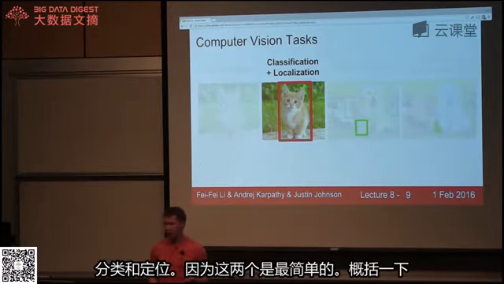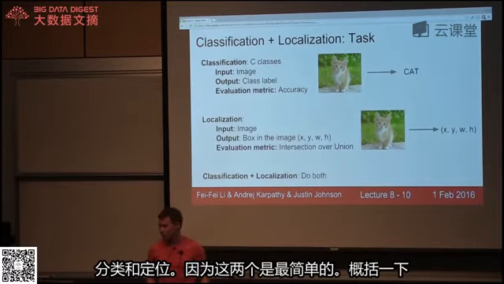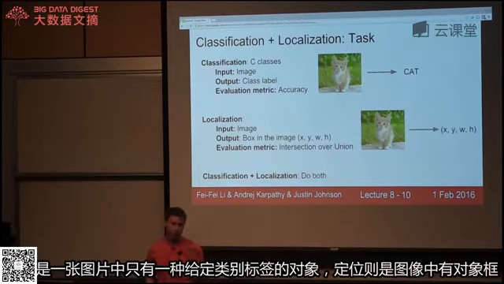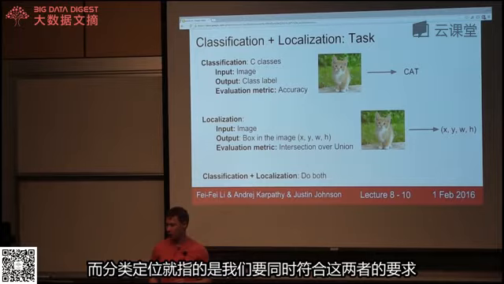So we're going to first talk about classification and localization, because it's kind of the simplest. So just to recap what I just said, classification, one image to a category label. Localization is image to a box. And classification plus localization means we're going to do both at the same time.